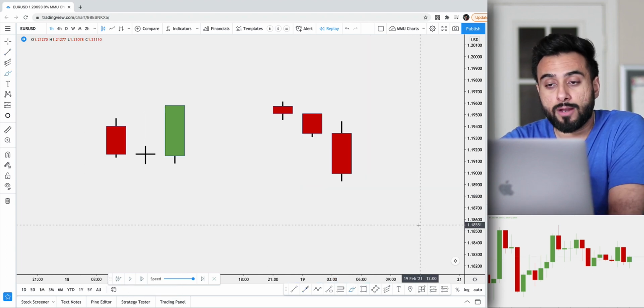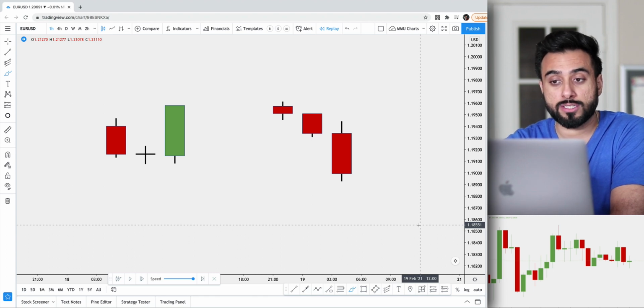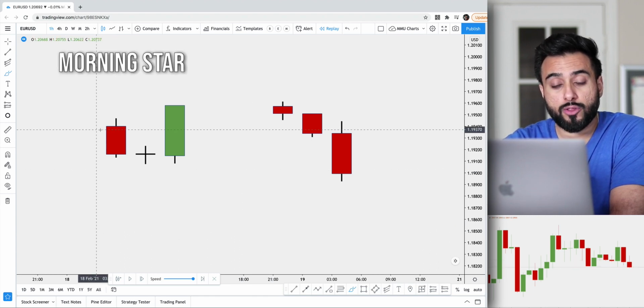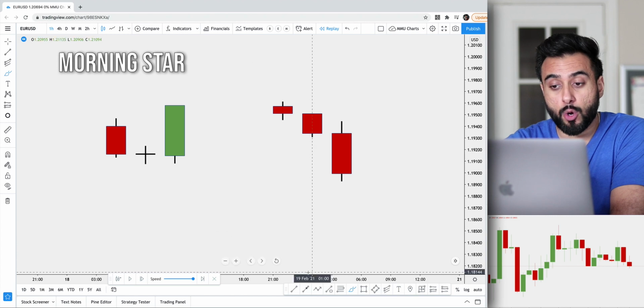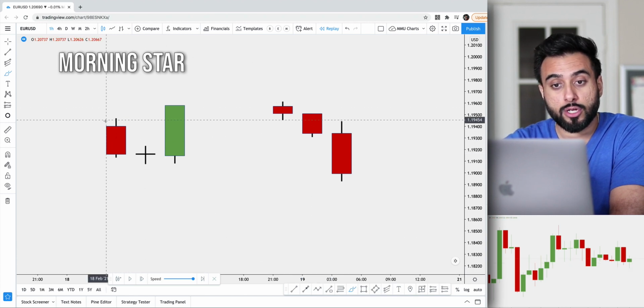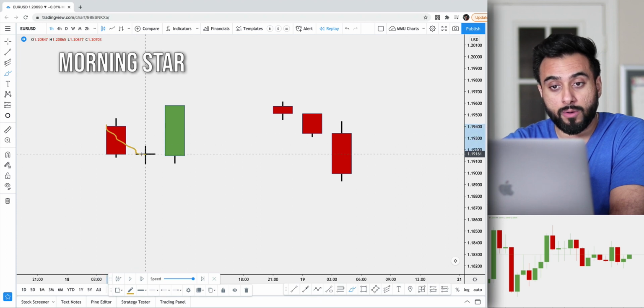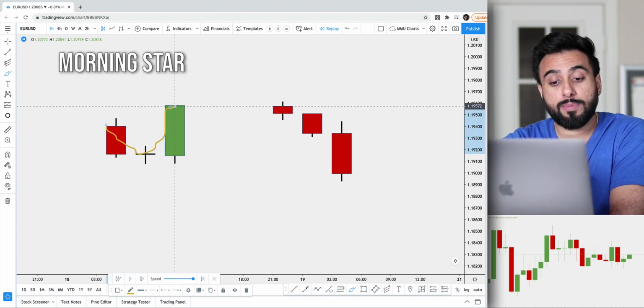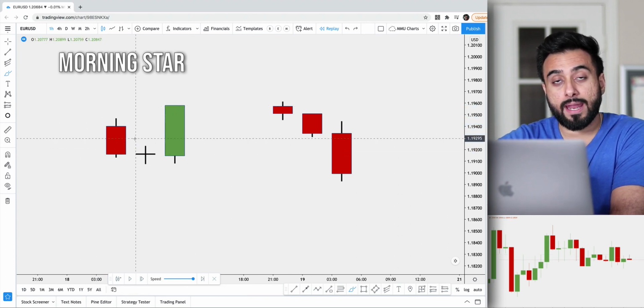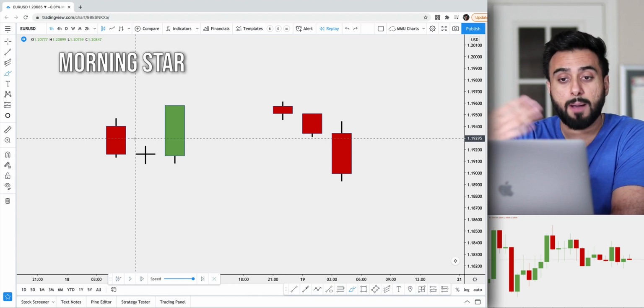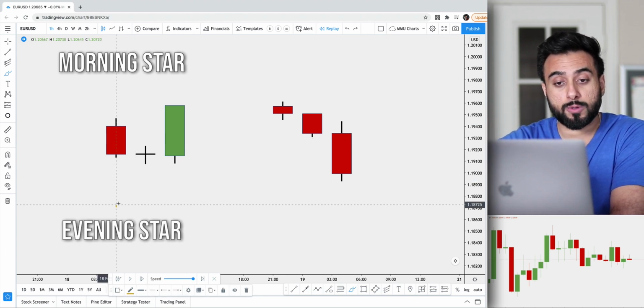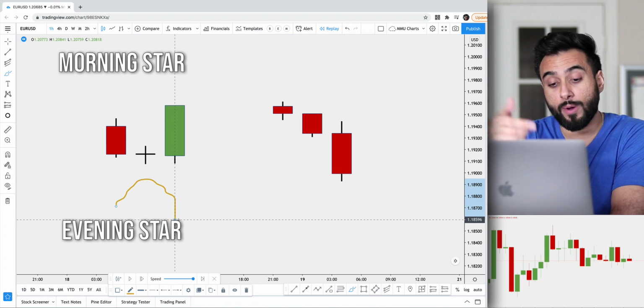Now, there are many other candlestick patterns, but the last ones I'm going to talk about are called the triple candlestick patterns. These are either a morning star if it's going up, and you'll notice that these three candles started here, came down, and ended going up. So this would be considered a morning star, and the version going downward, just the opposite of it, is called the evening star.